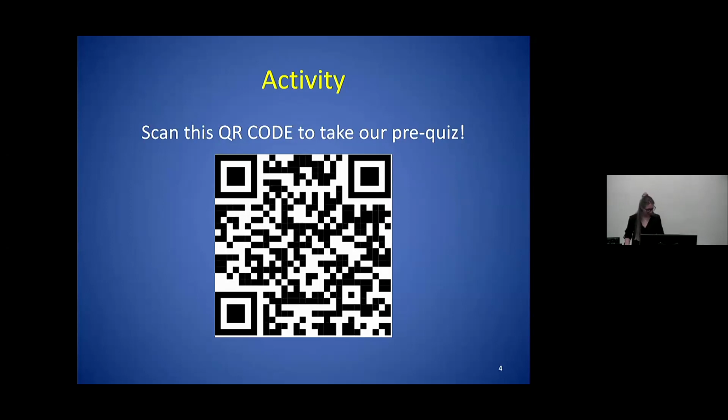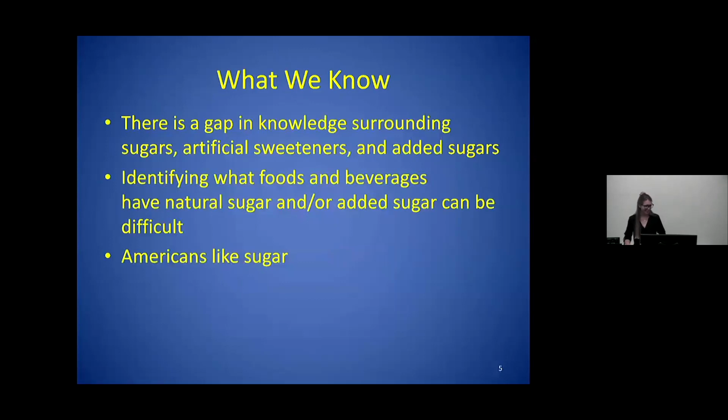All right. Thank you guys so much for doing that for us and bearing with us again. So we're going to start off with a little bit about what we do know about sugar and added sugars. And what we do know is there is a gap. As mentioned, there does seem to be some confusion surrounding sugars, added sugars, and sweeteners, and whether or not one is better than the other. What is the recommendation? Is one healthy? And so what we also know is that these are actually found in a lot of our foods and beverages.